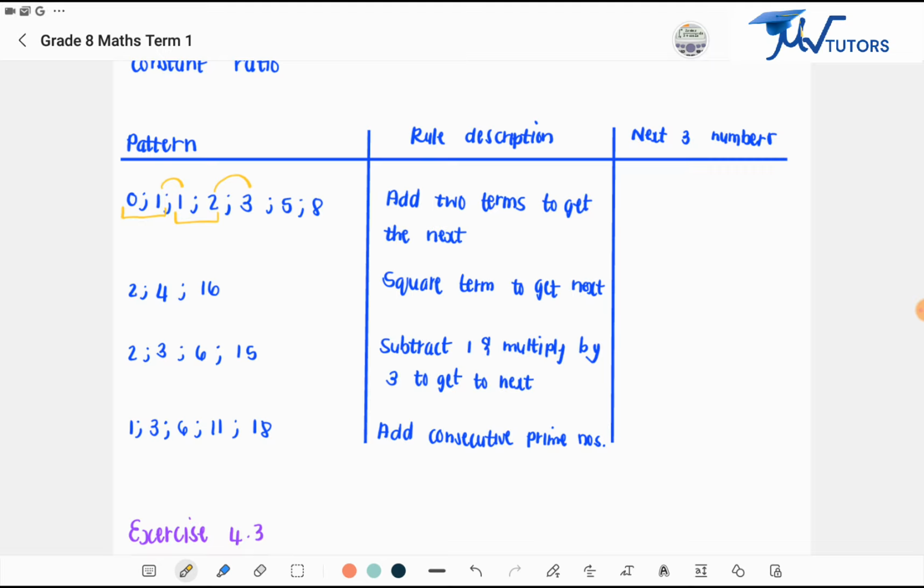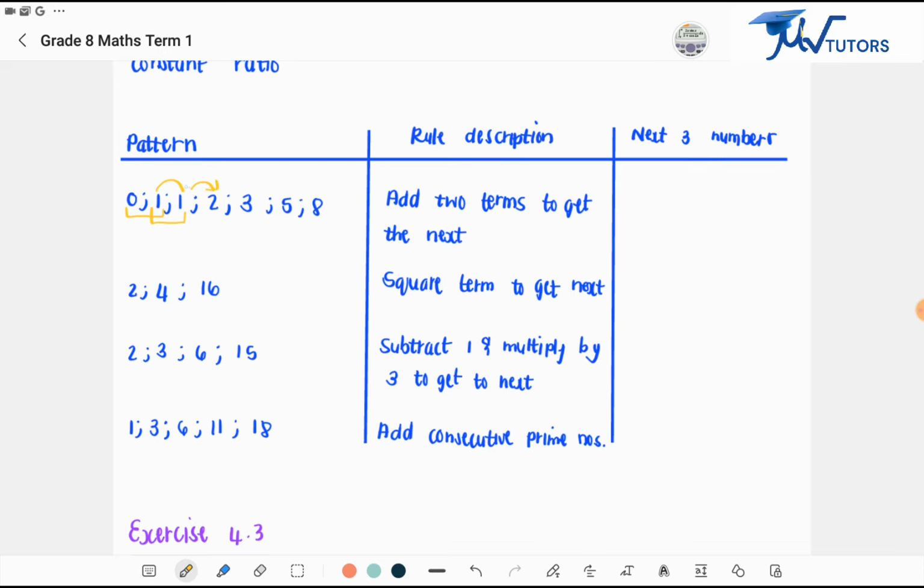Sorry, I missed 1. Let's try this again. So 0 plus 1 gives me 1. 1 plus 1 gives me 2. 1 plus 2 gives me 3. 2 plus 3 gives me 5. 3 plus 5 gives me 8.